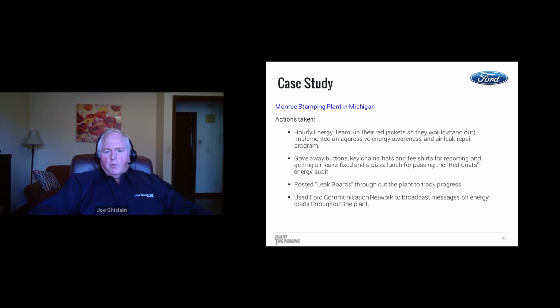They posted leak boards throughout the plant that showed the progress they were making. And they used the Ford Communication Network. These were all of the TVs they had in the break rooms to send messages. And I did that at the plant I was at too.